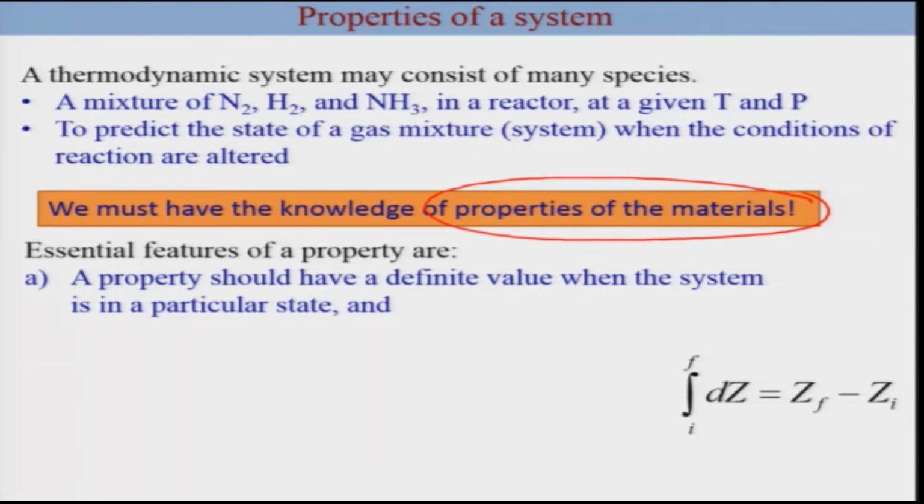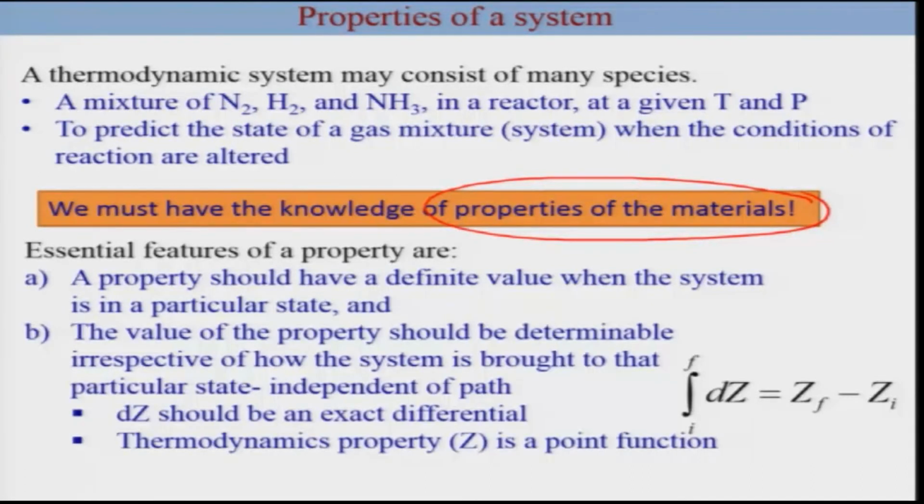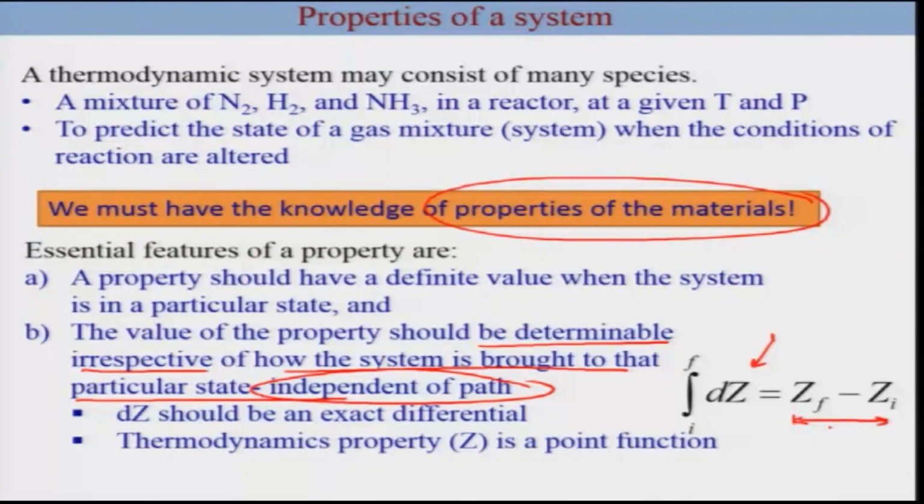A property should have a definite value when the system is in a particular state, and the value of the property should be determinable irrespective of how the system is brought to the particular state, that is, it should be independent of the path. So, if Z is a property, then the change from the initial to the final state along a path will simply be given by the difference in the Z value. In such a case dZ should be an exact differential, that means the thermodynamic property Z is a point function.